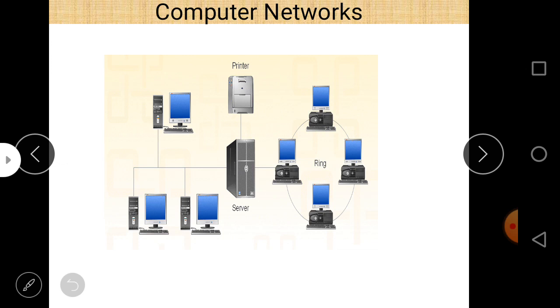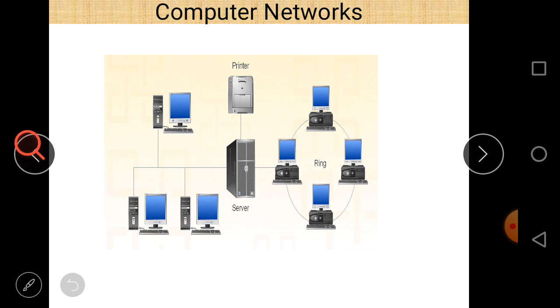So this is an example of a computer network. This is a server, there are three different computers connected to this server, and a printer is also connected to this server. So three computers and a printer are connected to a server. That is an example of a computer network.